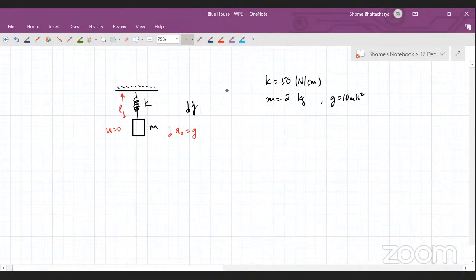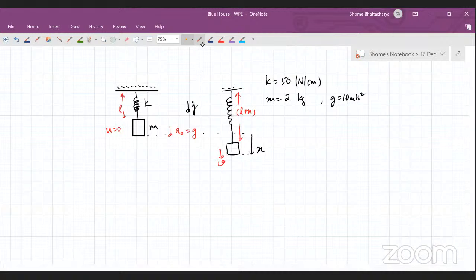Now, after some time, if it comes to a situation where the block is displaced by X, so the block has gone down by displacement X. So the spring is now stretched by X. And by now the block has a speed V in the second diagram.